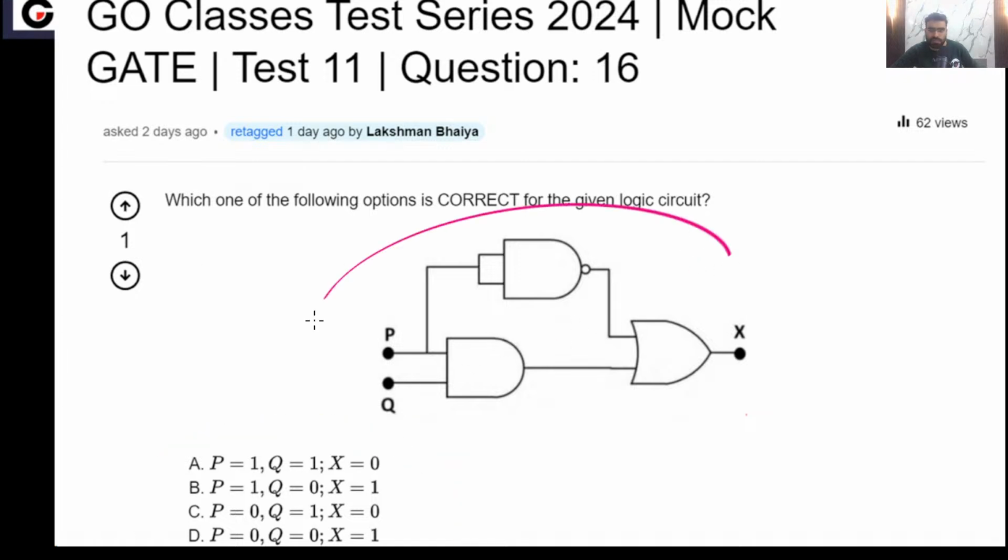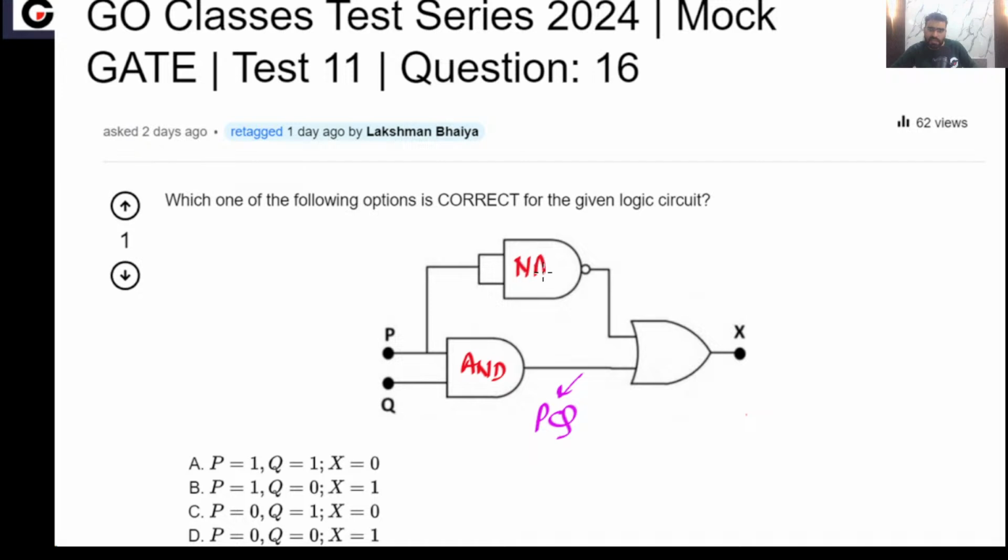So this is a very simple combinational circuit. You can see some logic gates are used. This is OR gate, AND gate, NAND gate. So these are given to you. Now let's find out what is X. First you calculate what is X. So you can see here, this is basically PQ, because this is an AND gate. So this will be PQ.